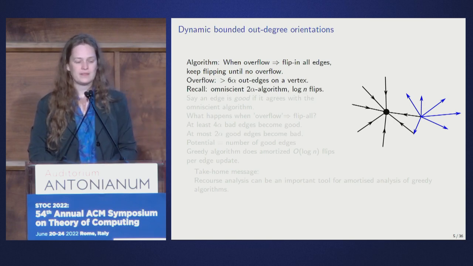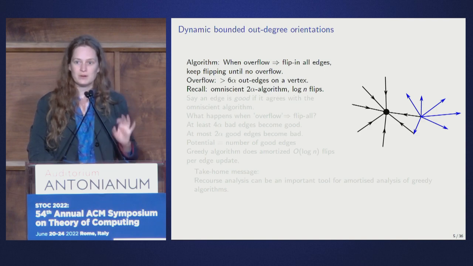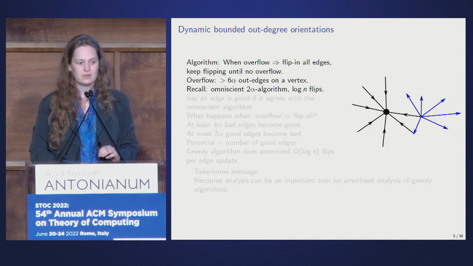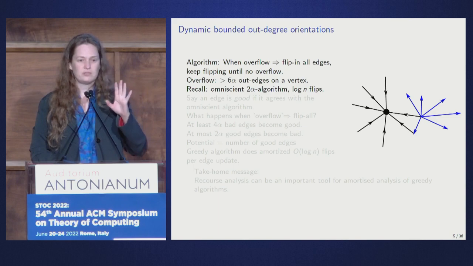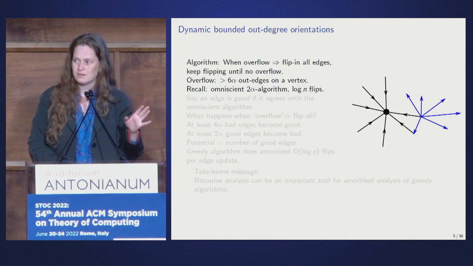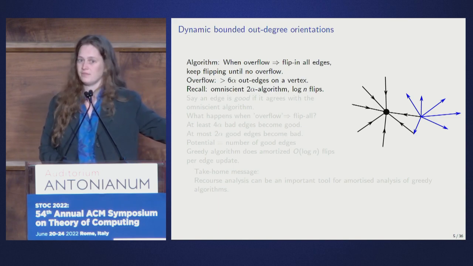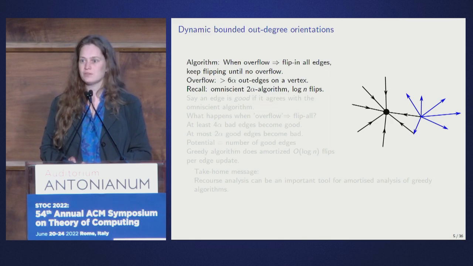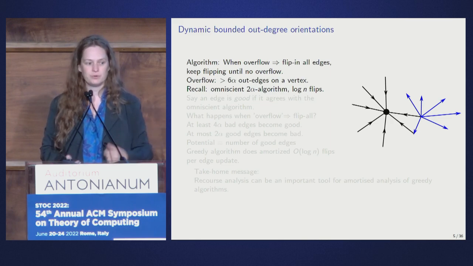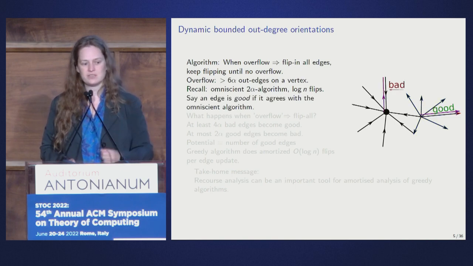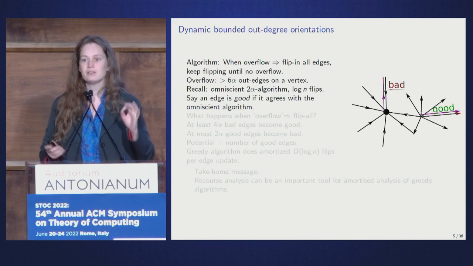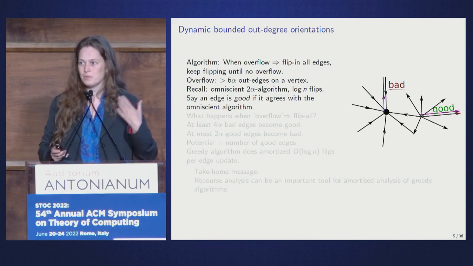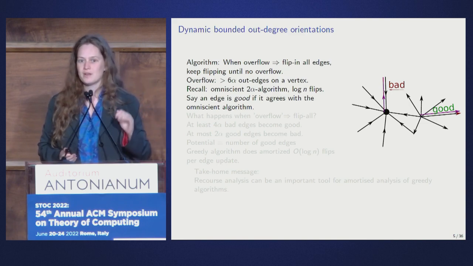Well, recall that this 2 alpha algorithm made only log n flips per operation. And now we don't want to actually compute it. We just want to use it for the sake of the analysis, right? Imagine it exists. We know it exists. And look at the situation where we have an overflow. We can look at the edges, and we will not know which edges are good or bad, but we want to use this notion for the sake of analysis.